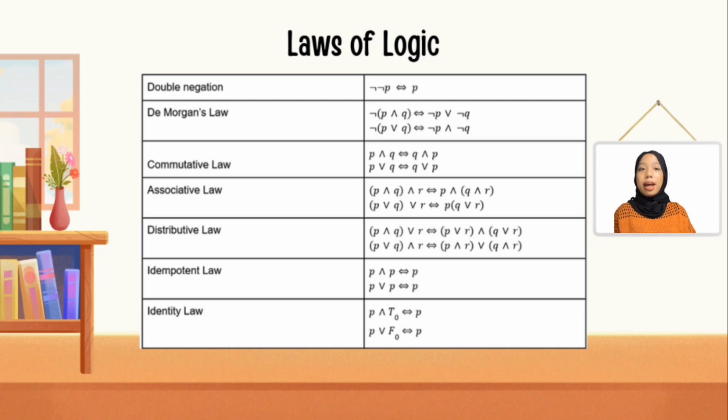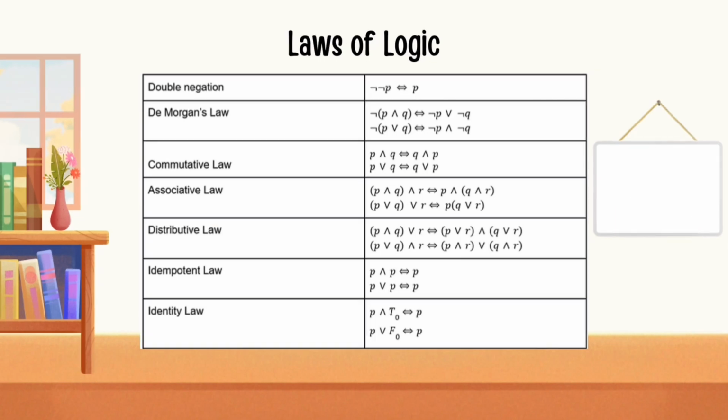7. Identity law is that everything is identical to itself, so if we combine the statement with the true value by using the symbol of conjunction, it will generate the statement itself. Same goes when we combine a statement with a false value with the symbol disjunction, it will generate itself.